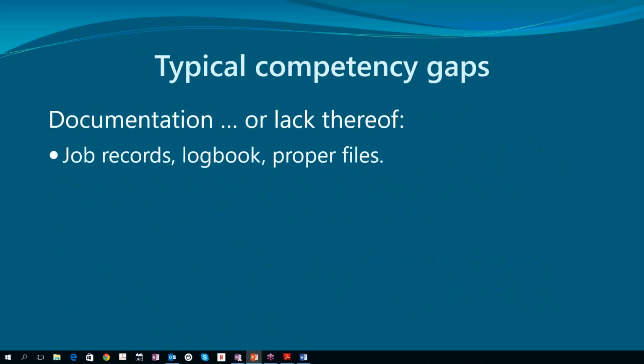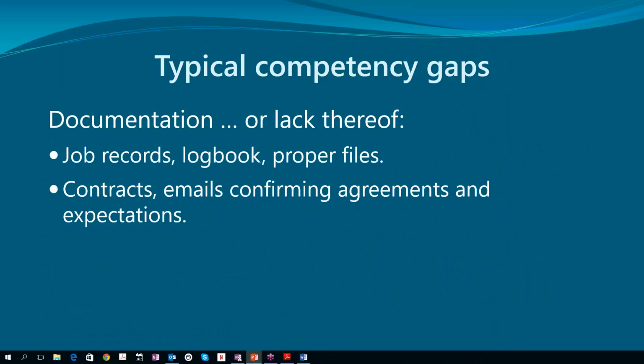So documentation, job records, logbook, proper files with backup systems. You need to be able to find the records for any job anytime. Contracts, including emails confirming agreements, and in this case, I think for maintenance, including permission to enter the property. And something that says in legalese, in better language than what I'm about to say, something that says I might break things. And that may not be my problem.